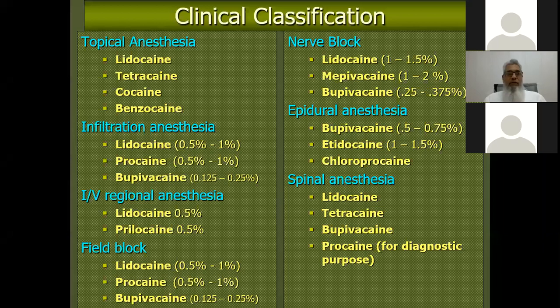The first spinal anesthesia was given in 1898, and lidocaine, the most commonly used drug in our operation theaters, was introduced in 1947 when Pakistan came into being. So can you remember, from 1947 we have been using lidocaine.